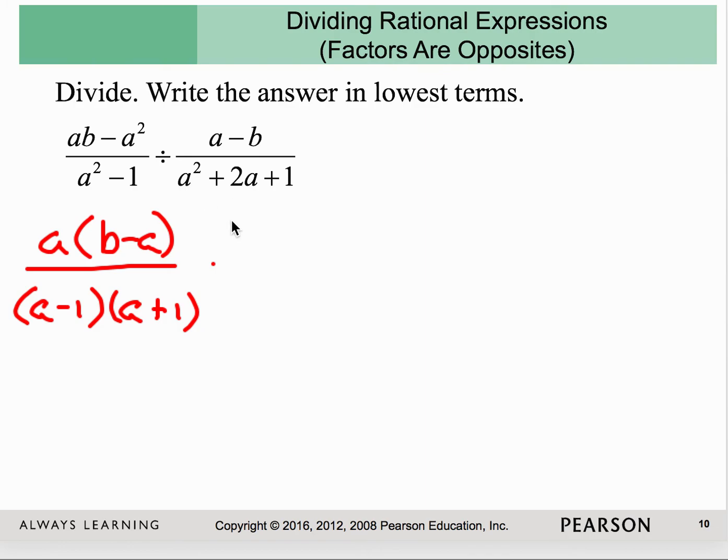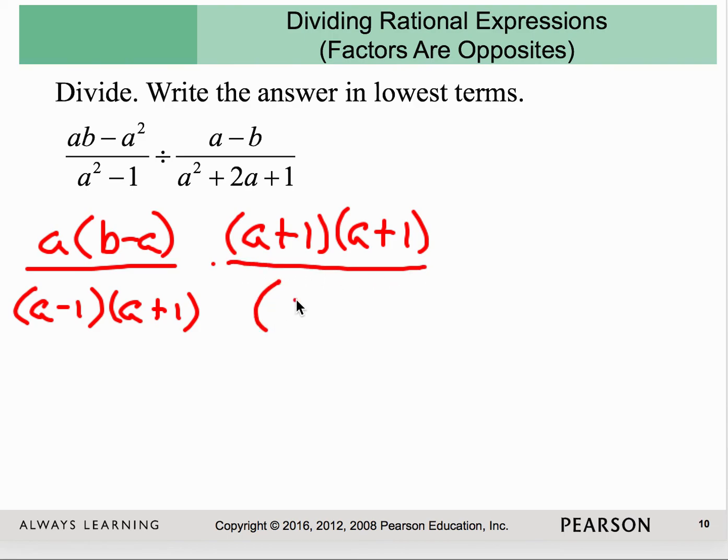This is a perfect square trinomial, or I need two numbers that multiply to give 1 and add to give 2: 1 and 1. And the bottom is just a minus b. I'm going to put it in parentheses just to emphasize that it's a unit. Anything that's the same on top and bottom can divide out. Let's see, there's an a plus 1, there's an a plus 1.